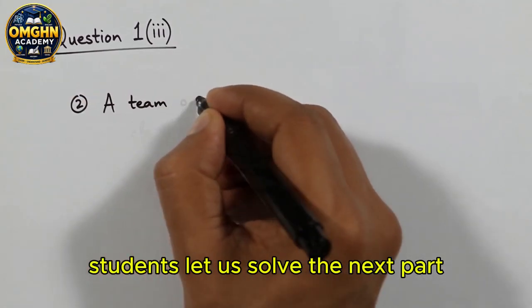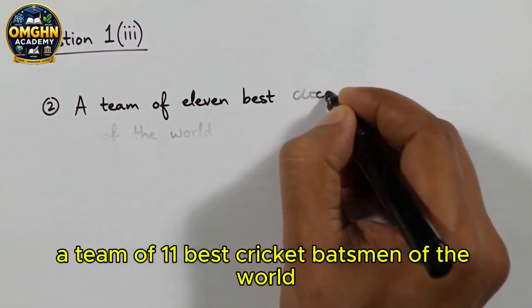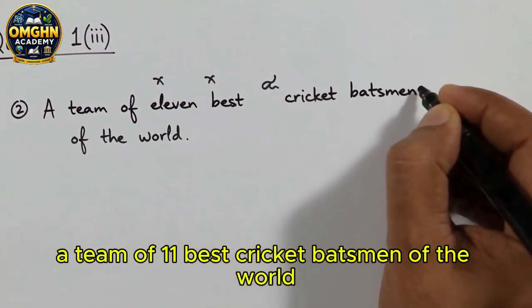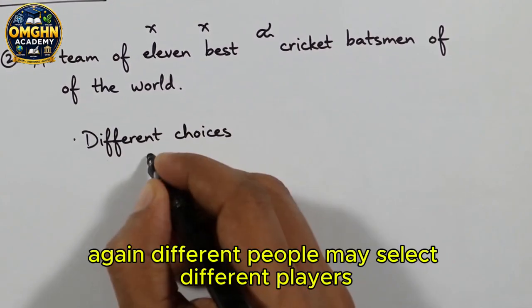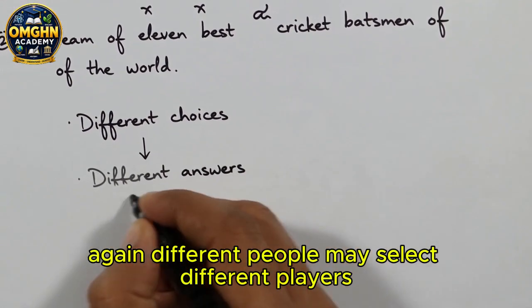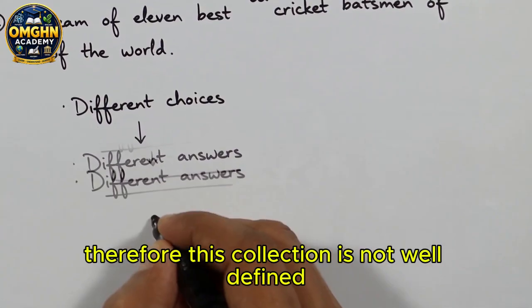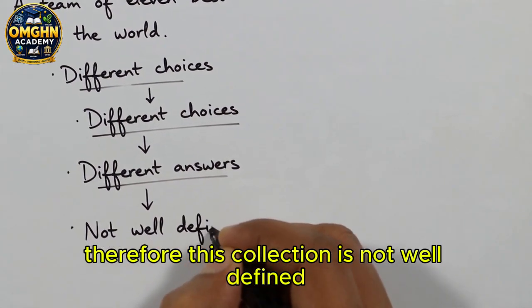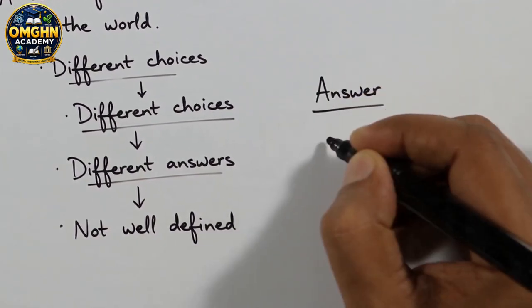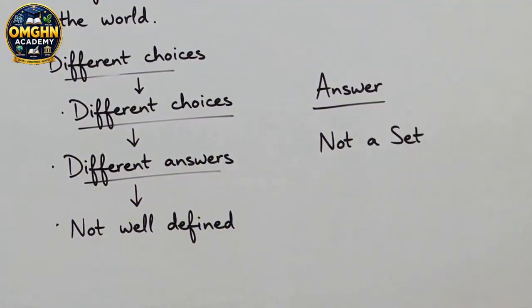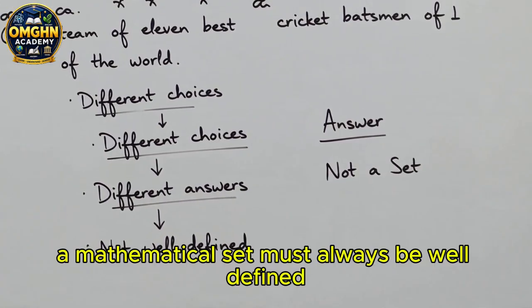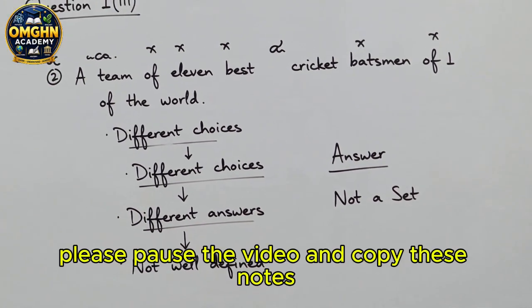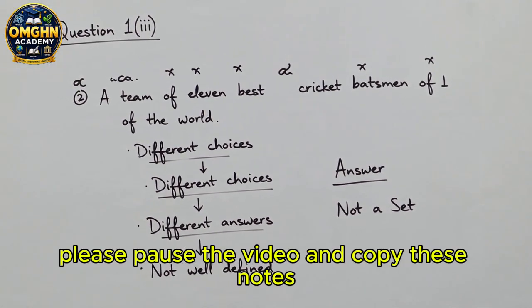Students, let us solve the next part. A team of 11 best cricket batsmen of the world. Again, different people may select different players. Therefore, this collection is not well defined. A mathematical set must always be well defined. Please pause the video and copy these notes.